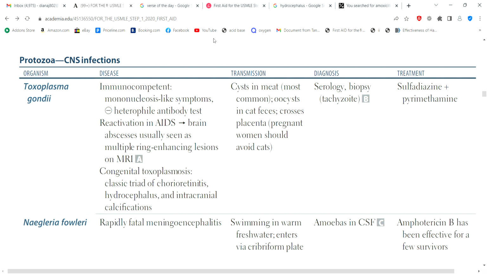Alright, so please don't forget, you see hydrocephalus, intracranial calcifications, and chorioretinitis in congenital toxoplasmosis, which is transmitted by Toxoplasma gondii. And you get this because you can eat the cysts in the meat. Cysts are larvae. So baby worms, you can eat the cysts in the meat, and then you can get it. And that is the most common way. You can get it from oocysts in the cat feces, so eggs in the cat poop. You can inhale it.